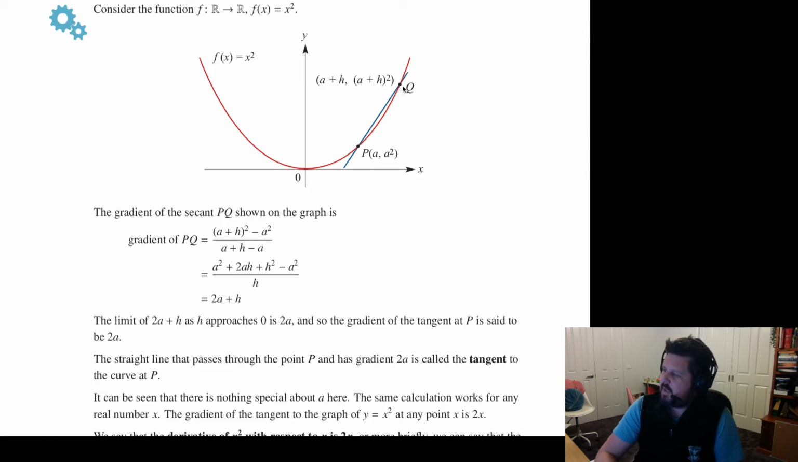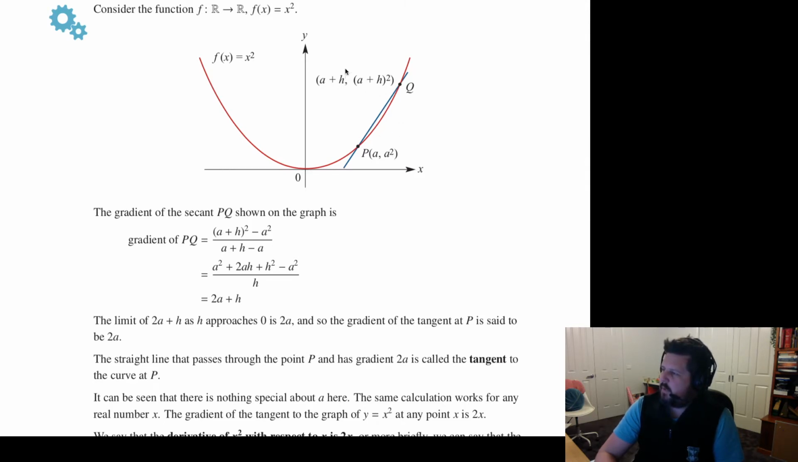Then from there, if you were going to create this chord at another point, Q, what you're going to be doing is adding on a certain value. For the x coordinate, you're going to be adding on a certain amount because it's a certain distance away. They're using the notation h to add on here. Likewise, you would do a plus h, and because this part is squared, it is squared also to find out its corresponding value.